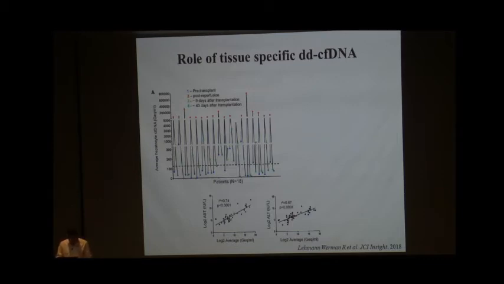Now elevation of hepatocyte-specific DNA was seen immediately after transplantation. We can see this 1 is pre-transplant, 2 is post-transplant. So post-perfusion there will be a rise, but then 9 days after transplant you can see that the hepatocyte-specific DNA has gone down. Now it will further rise only in case of rejection or graft dysfunction happening after that.